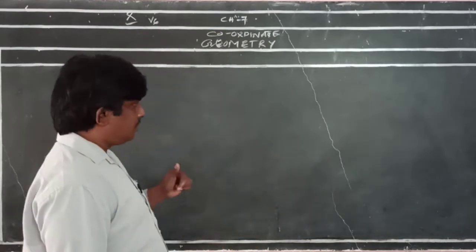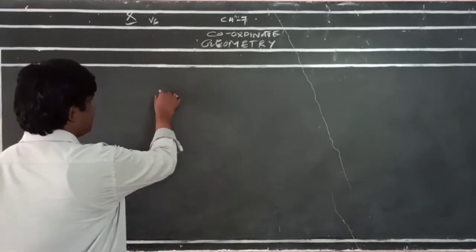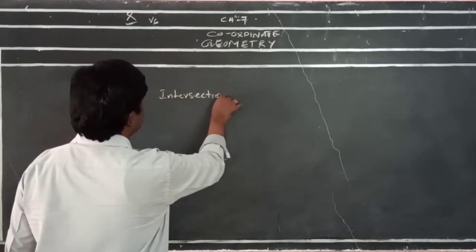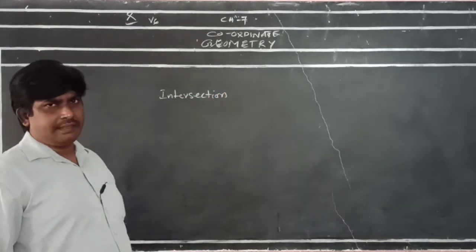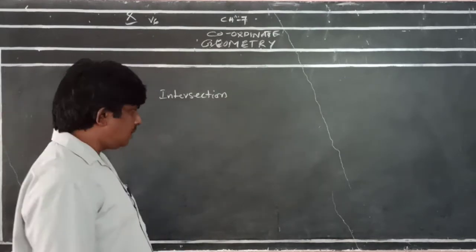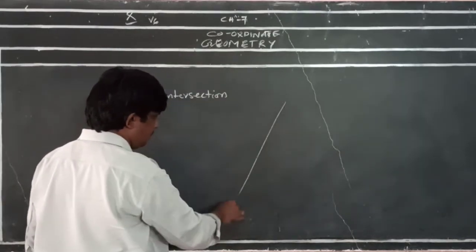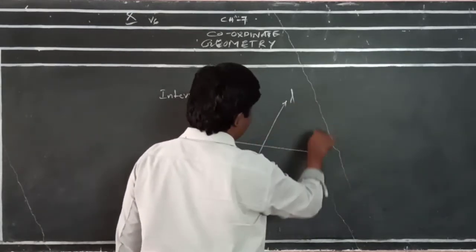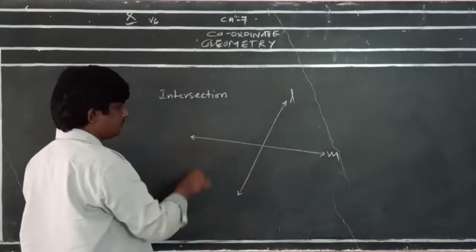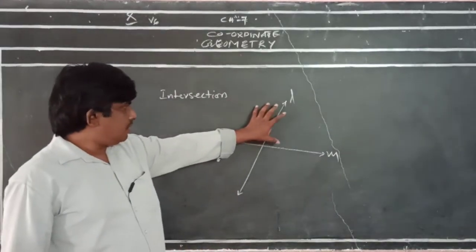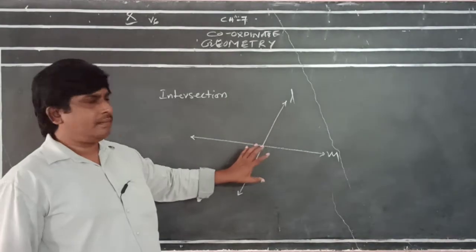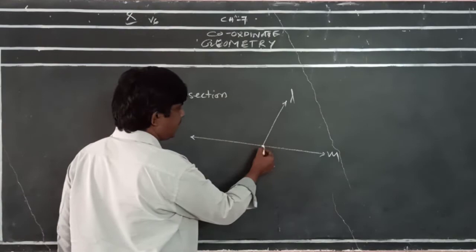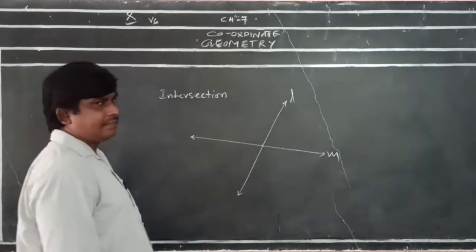Let us take the intersection of two lines. What is meant by intersection of two lines? Suppose there are two lines, line L and line M. When we draw these two lines in this manner, these two lines have a common point. This is the common point for both the lines L and M.